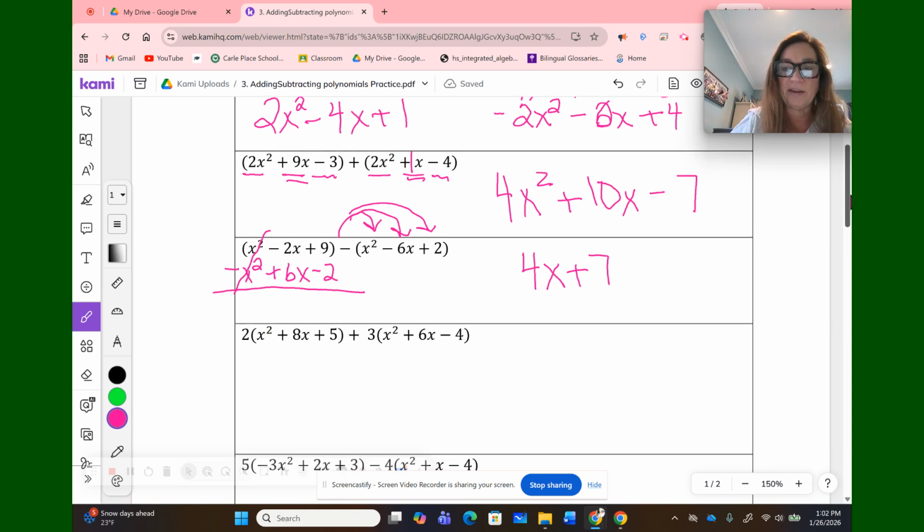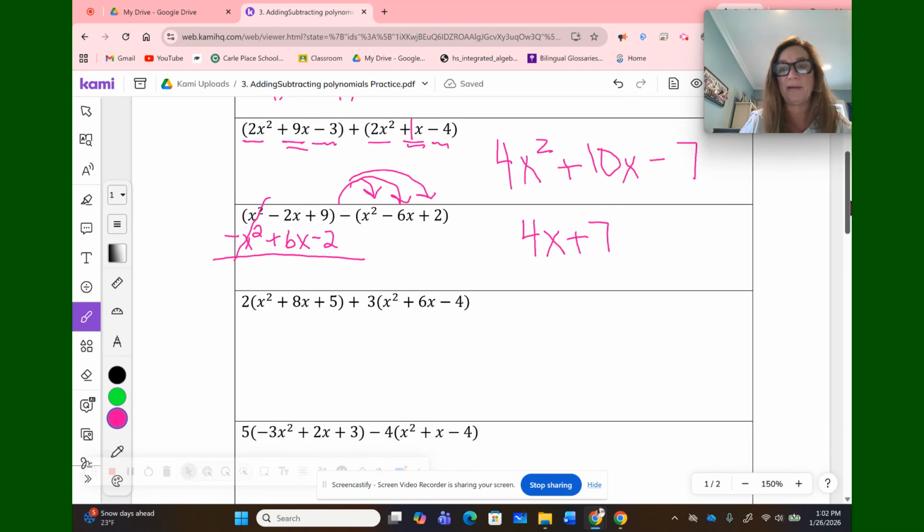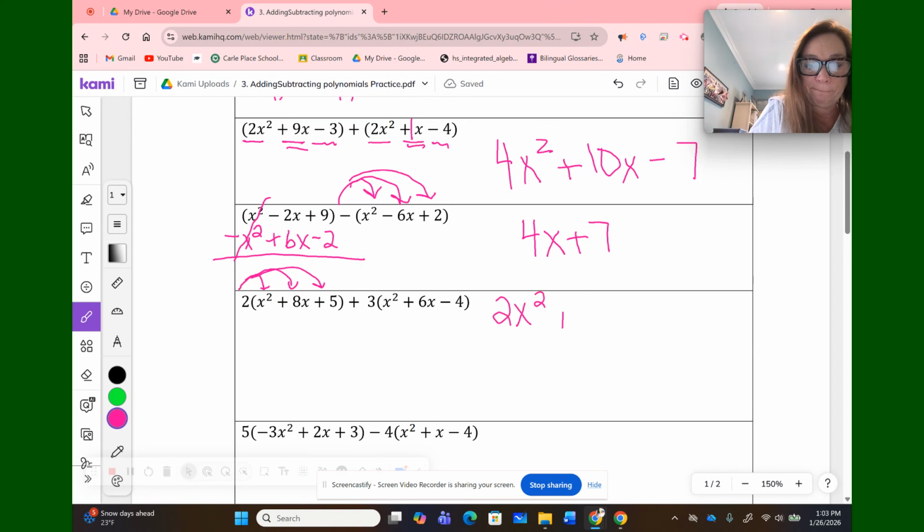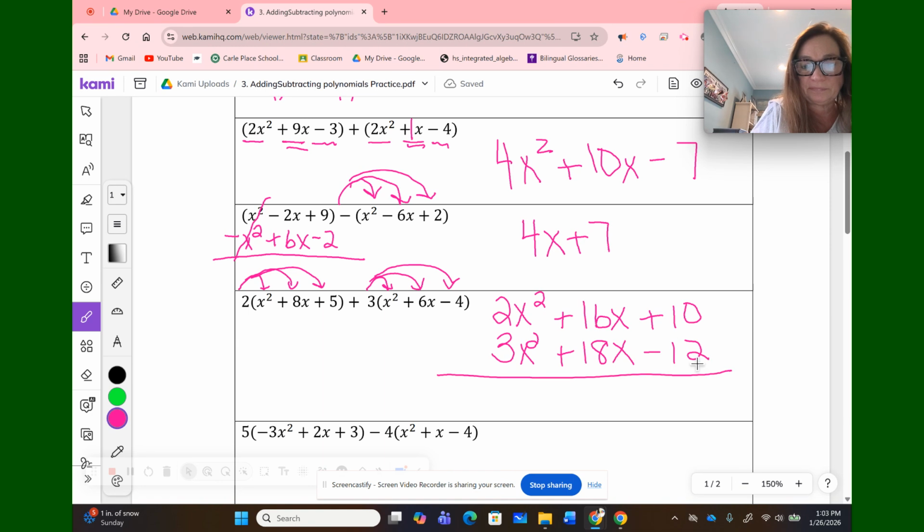Okay, so here, even though there is a plus sign, you could just combine the like terms, but you have to use the distributive property first. So the 2 has to get distributed. That gives me 2x squared plus 16x plus 10. And then the 3 has to be distributed, which gives me 3x squared plus 18x minus 12. So combining like terms, I get 5x squared plus 34x minus 2.